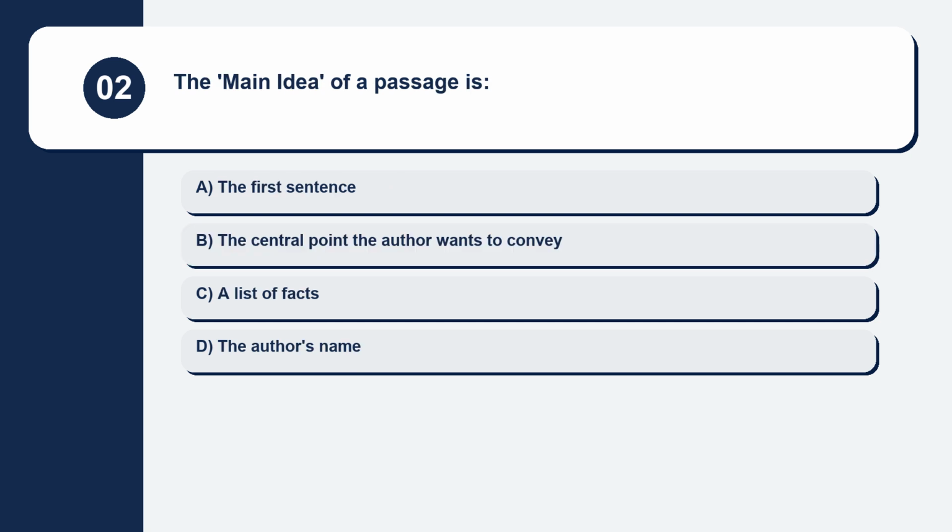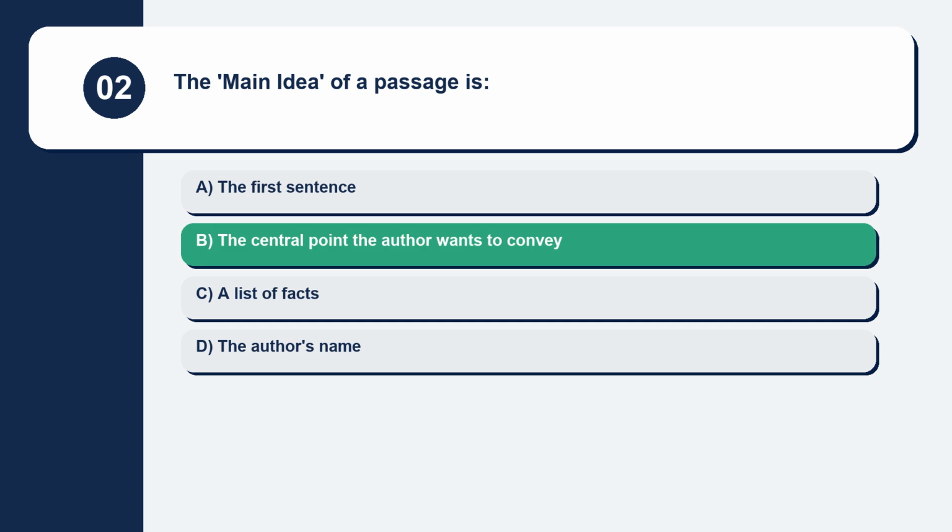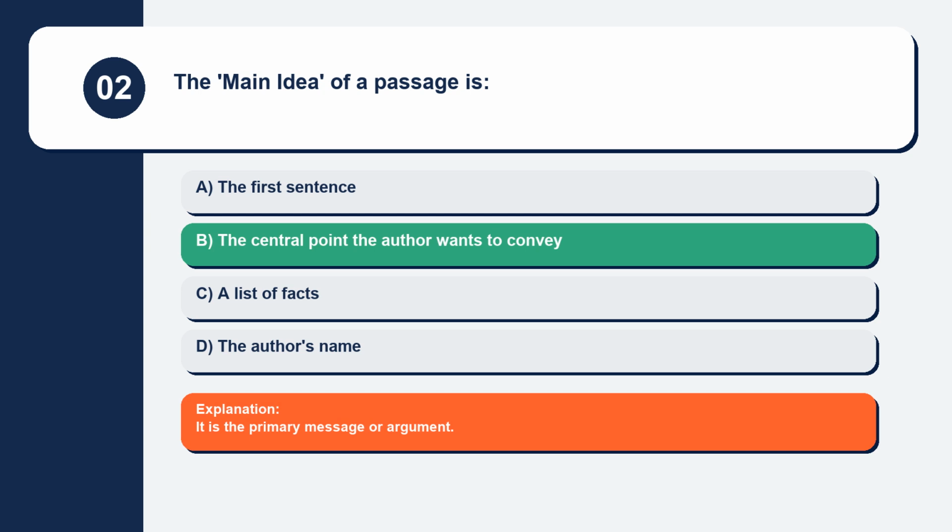Question 2. The main idea of a passage is the first sentence. The central point the author wants to convey. A list of facts. The author's name. It is the primary message or argument.